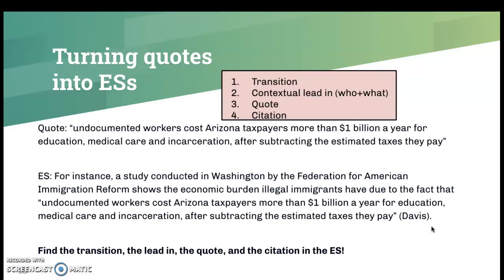So I already showed you where the transition is. I need you to find the contextual lead-in, the quote, and the citation. So go ahead and pause the video for a second, see if you can identify those things, and then we'll go over it together. So pause your video and find those.